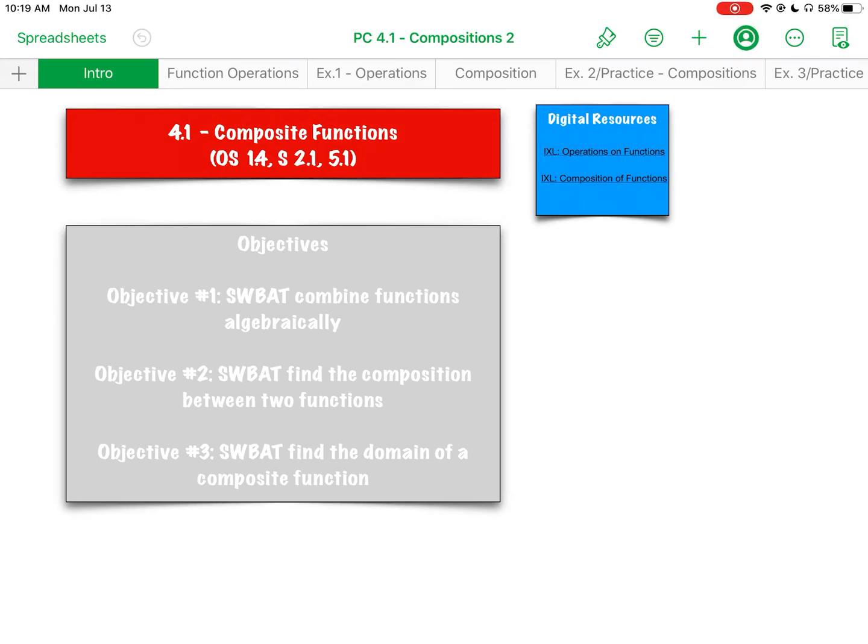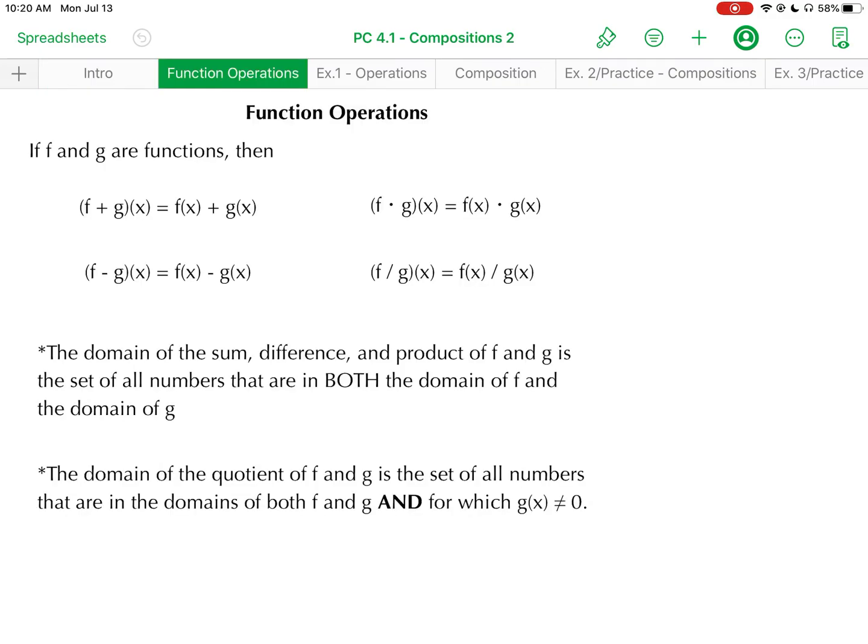What's up, everyone? Today we're going to be starting Unit 4, and in the first section of this unit, we're looking at different operations to perform on functions, okay? In this video, we're going to look at the operations of addition, subtraction, multiplication, and division, okay? So suppose we have two functions, f and g of x, okay?